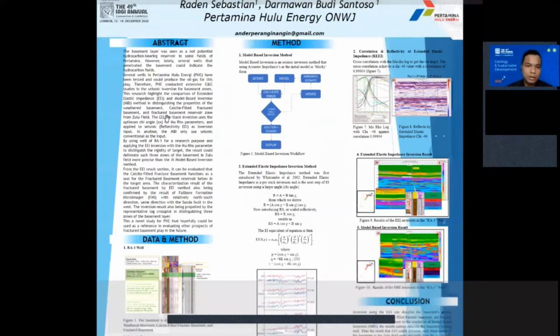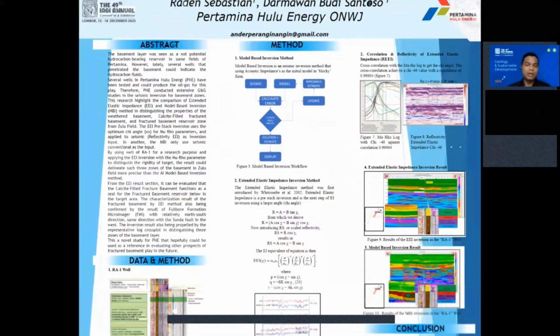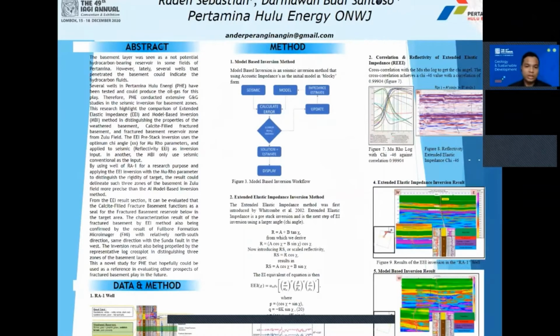So our target in this research is a basement, and it was seen as having no potential before. But several wells that penetrate the basement indicate hydrocarbon fluids. So Pertamina Hulu Energy conducted extensive GNG studies in the seismic inversion on basement zones. The point of this research is the comparison between extended elastic impedance inversion, or EEI, and model-based inversion, or MBI, where EEI uses the pre-stack data, and model-based inversion uses post-stack data.